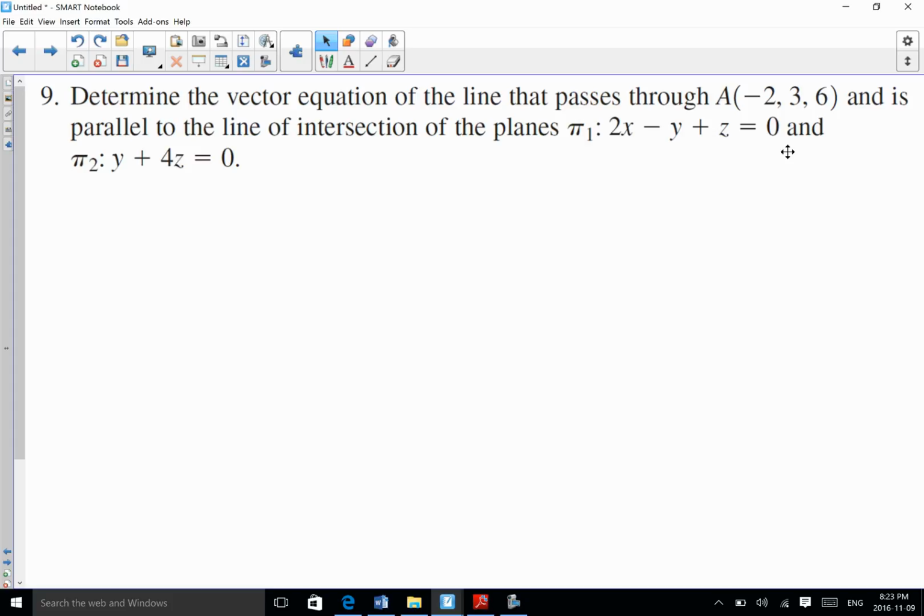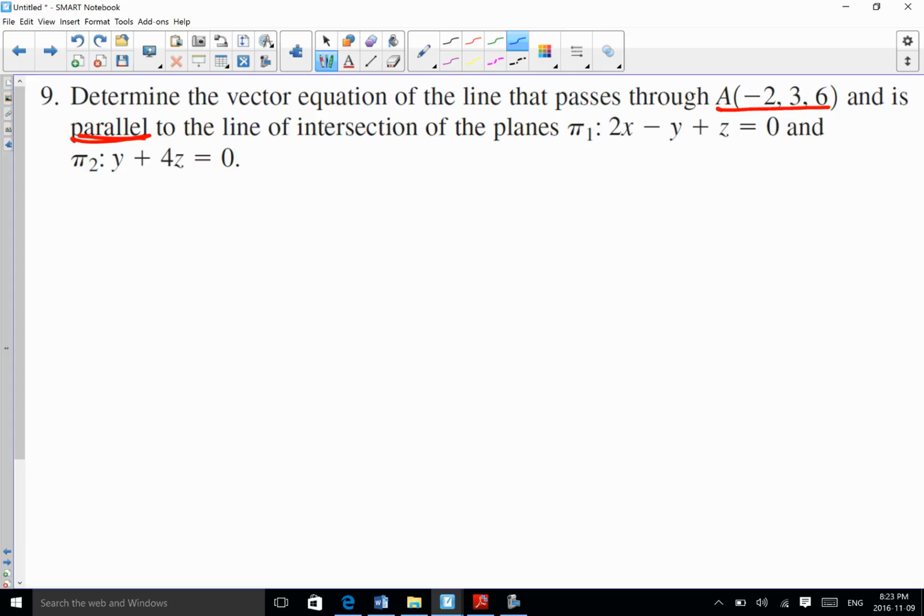In number 9, we're asked to determine the vector equation of the line that passes through this point. So we got ourselves a point, and is parallel to the line of intersection of the two planes. Well, parallel means it's the same direction. So if we can figure out the direction of the line of our two planes, then we get the direction of our vector equation. So let's figure that out.